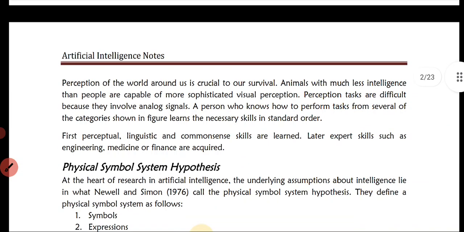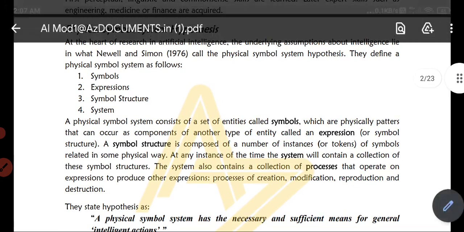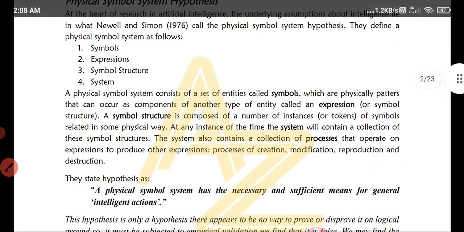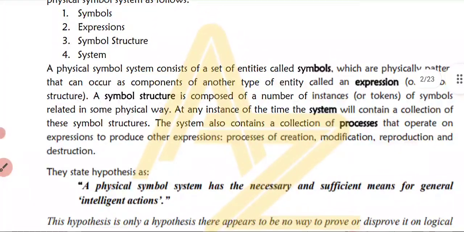Moving on to the next concept, that is the physical symbol system hypothesis. So let's start with it and learn what it is. In the mid 1950s to 1970s, many hypotheses were arising. One of them is the symbol system hypothesis, which is related to AI training. What it says is that a physical symbol system has these four features: symbols, expression, symbol structure and system. So a physical symbol system contains symbol, expression, symbol structure and then symbol system.